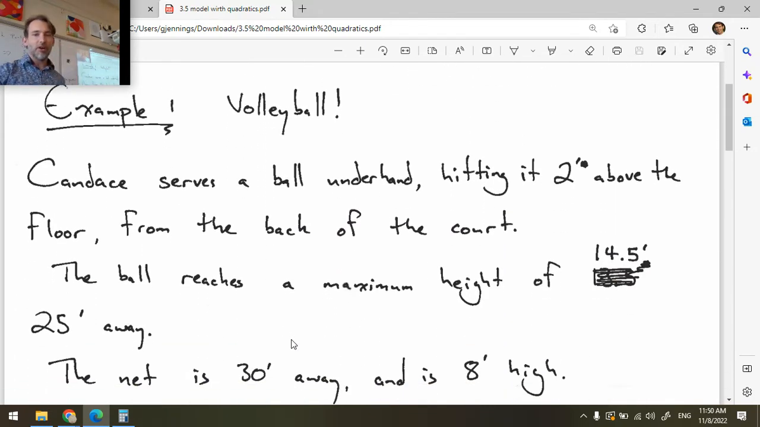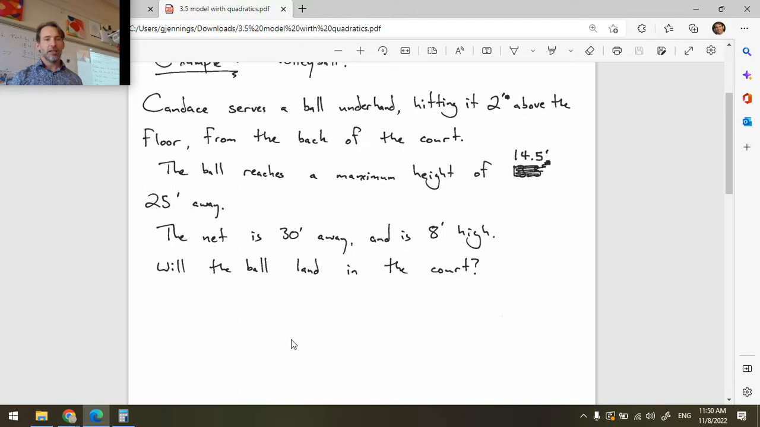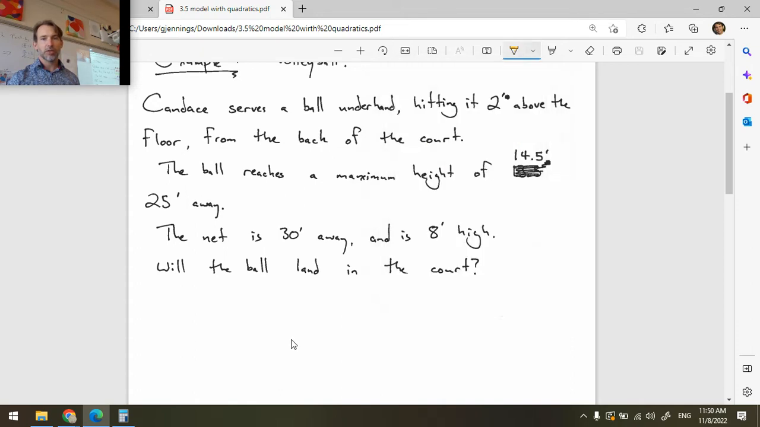One example might be in a volleyball game. With these types of word questions, always start by drawing a picture. Candace serves a ball underhand. So I would suggest drawing a little picture of Candace. We'll say Candace is a fighting owl, so we'll draw her in orange. Here she is. Okay, so that's my expert stick figure. She's serving the ball from that point.